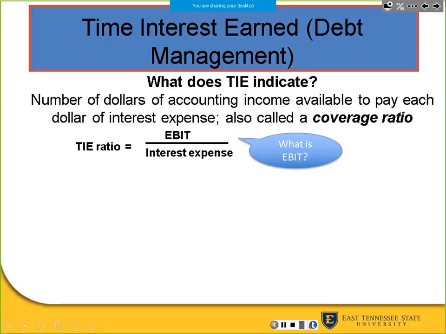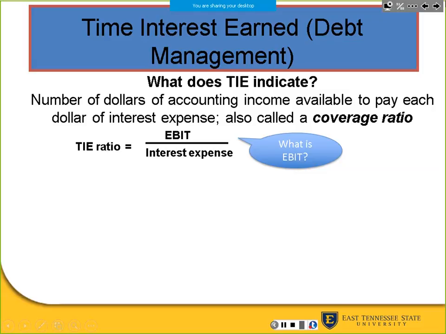I don't know if anybody's heard it. Does anyone want to take a stab at what that means? The EBIT? No, not even gonna try. It's your earnings before interest and taxes. EBITDA is... I think that's earnings before interest, taxes, depreciation, and amortization.